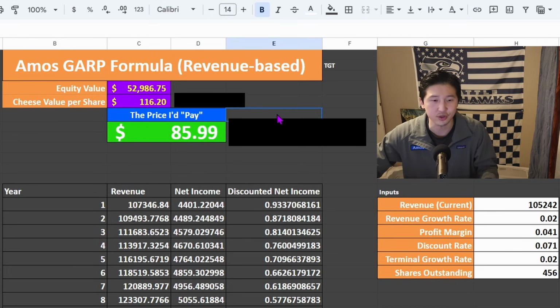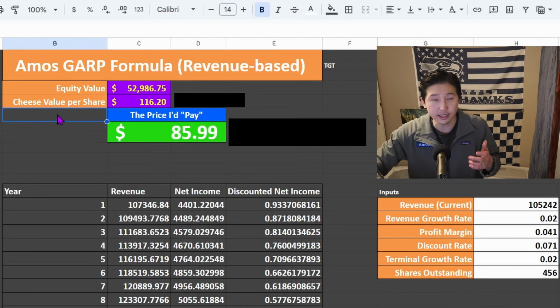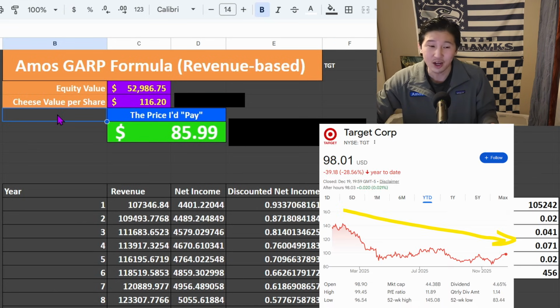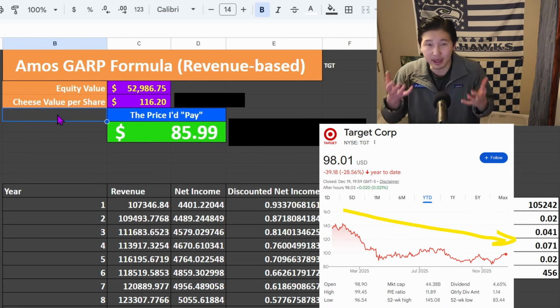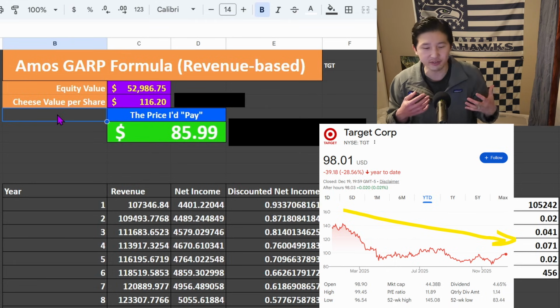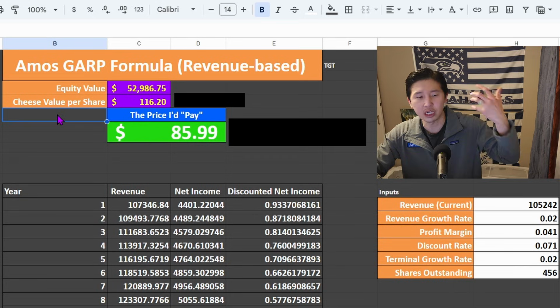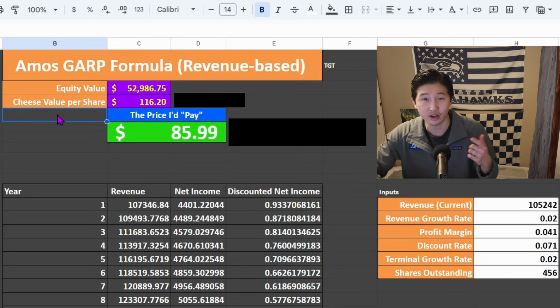As you can see on your screen, I did one for Target. So based on their numbers, fundamentals, and financials, they should be valued at about $116 a share. Right now, they're a little under 99 bucks a share. So the price that I would pay to own Target would be roughly $85.99. So that's the GARP formula, and we're going to be applying that to the 20 various stocks.